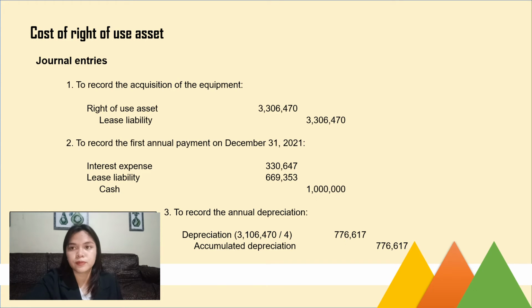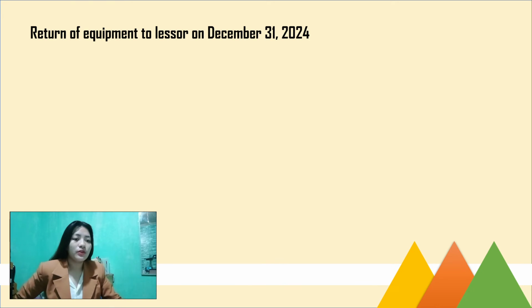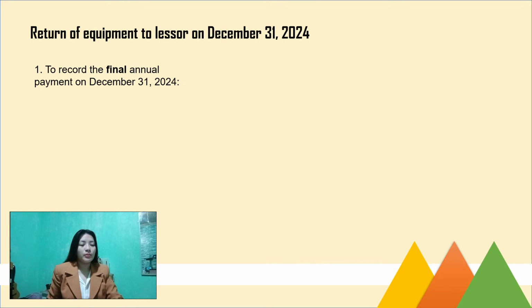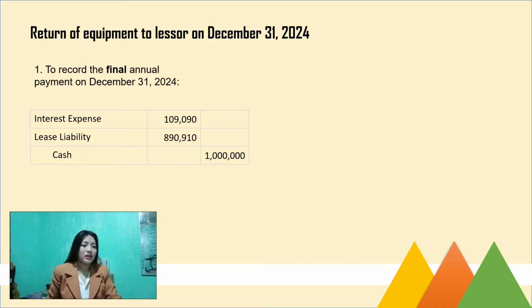Now let's discuss the journal entries we need to record for the return of equipment to lessor on December 31, 2024. This is still connected to the previous illustration of Easy Company. First is to record the final annual payment on December 31, 2024. This is the journal entry for that. We debit interest expense amounting to 109,090 pesos and debit lease liability amounting to 890,910 pesos and credit cash amounting to 1 million.